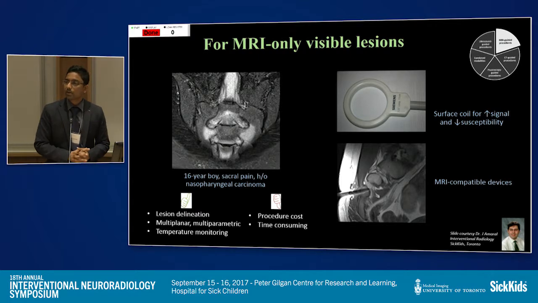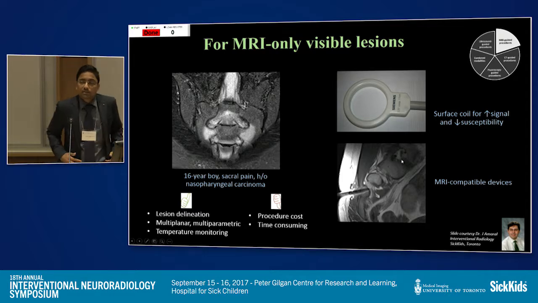Some lesions could be MRI better visible or MRI only visible, like bone marrow changes in this boy who had a history of nasopharyngeal carcinoma. MRI has the advantage when doing procedures with MRI of multiplanar imaging, multiparametric imaging, and if required, sequences for temperature monitoring, with the flip side of a cost and time penalty of performing these procedures in the MRI scanner. Also, even equipment and our devices which are MRI conditional or compatible also give a lot of blooming and susceptibility. You can see a 20 gauge device looks like a 10 gauge device under MRI.